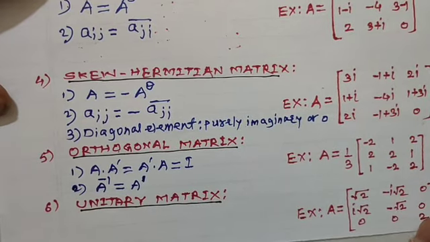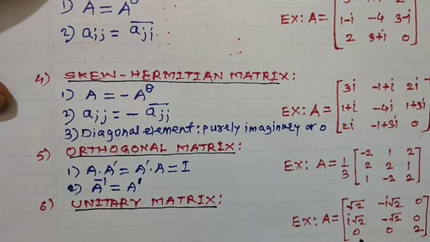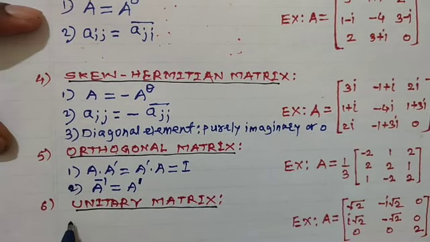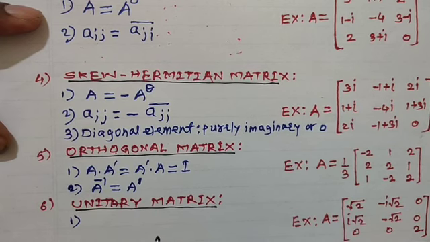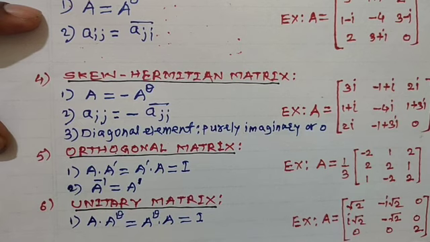Then unitary matrix. Which matrix is said to be unitary? A unitary matrix is a square matrix in which some of the elements are complex numbers. That matrix is said to be unitary if it satisfies these conditions. Condition number 1: a square matrix A is said to be unitary if A into conjugate transpose of A is equal to conjugate transpose of A into A is equal to the identity matrix I. This is condition number 1 for a unitary matrix.